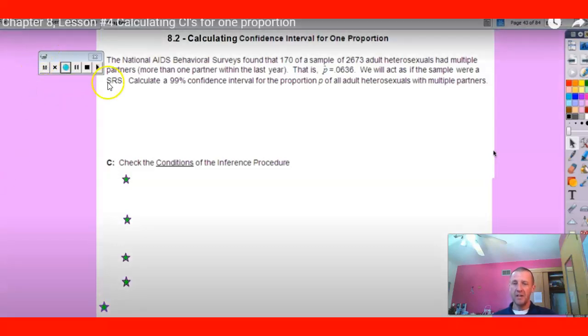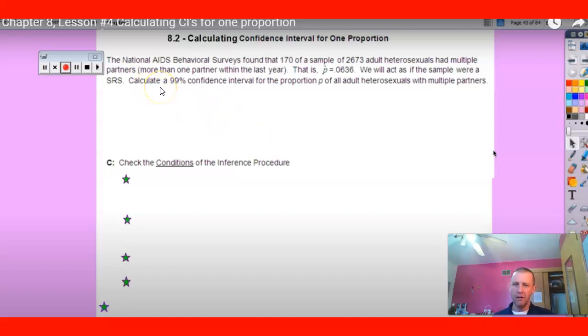So here's the example. And again, I know you can read, but I want to make sure you're clear on everything. National AIDS Behavioral Study Surveys found that 170 is the number of people out of a sample of 2,673 that had multiple partners within the last year. Right? 170 divided by 2,673 is 0.0636. Okay? So, 0.0636 is what we got from our sample. But are you willing to say, for the country, oh, yeah, so we think it's 6.4%? I'm not so sure about that.